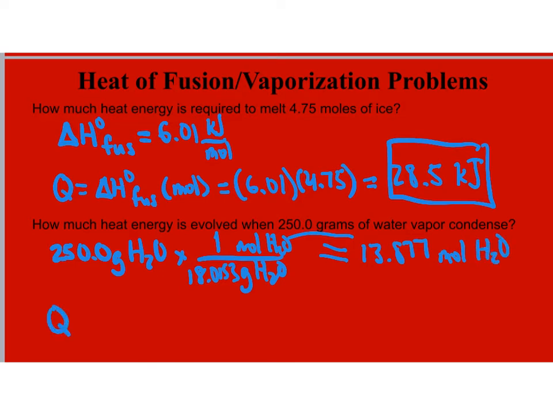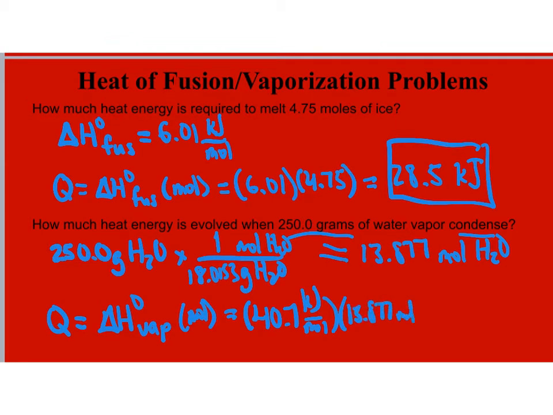And then you know that the heat energy is going to be the heat of vaporization, because this is a condensing problem. The heat of vaporization times the moles, which is 40.7 kilojoules per mole times 13.877 moles, gives me an answer of 3,469.27, but to simplify it, we're just going to call it 3,470 kilojoules. Then we've got to go back and make sure that we're correct here. So I had to put energy in to melt the ice, so this is fine, but since I got energy out in this one, this is actually going to be a negative answer because it evolved, so it's actually negative 3,470 kilojoules just because I got energy out of the system.